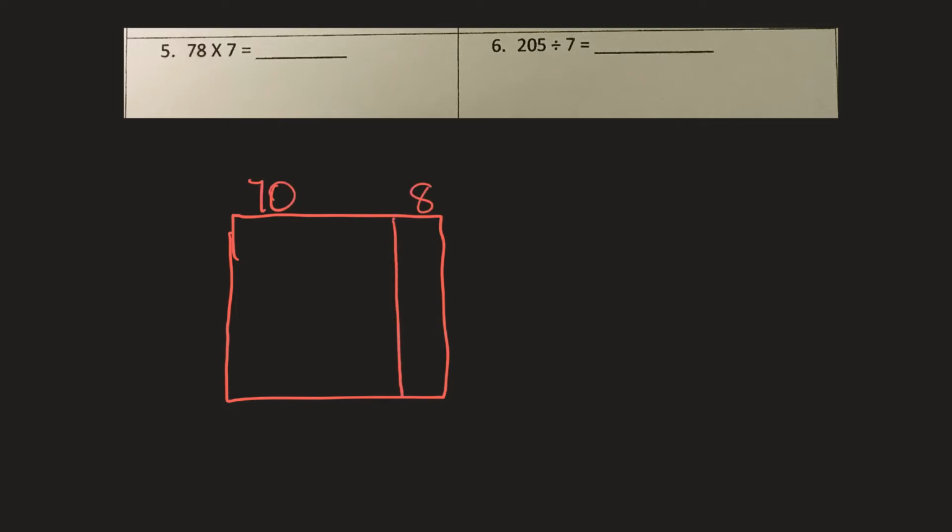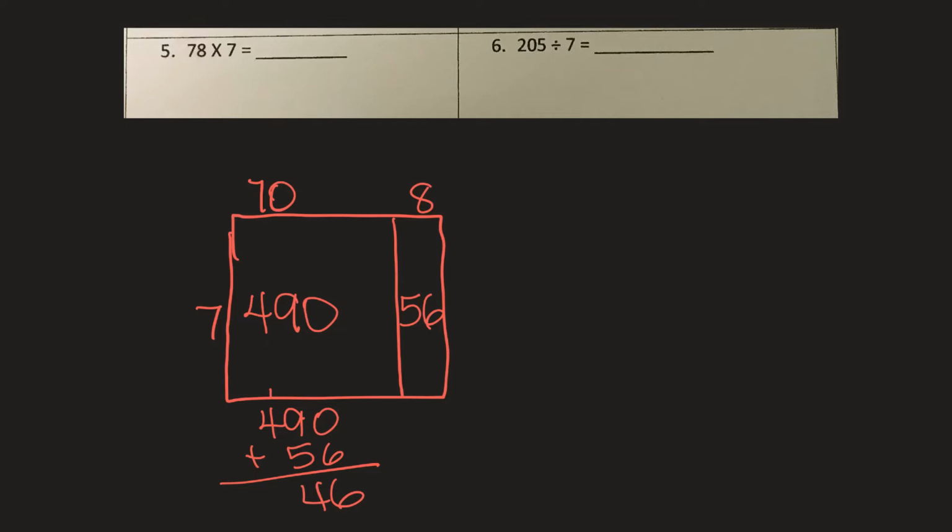Number 5, 78 times 7. I don't know that right off the top of my head. So I'm going to use an open array, and I'm going to break apart 78 by place value. So 70 plus 8, and then times 7. I know 7 times 7 is 49, so 70 times 7 is 490, and 8 times 7 is 56. So I'm going to add 490 plus 56 and get 546. So the answer to 78 times 7 is 546.